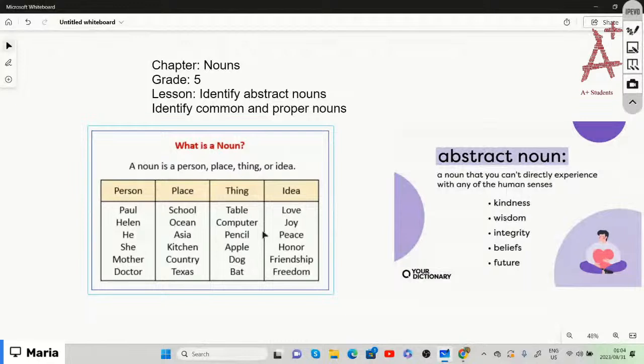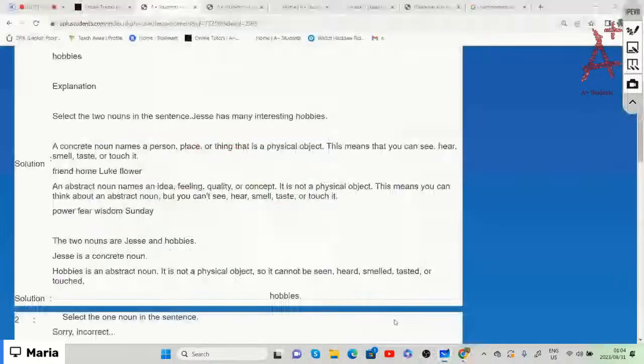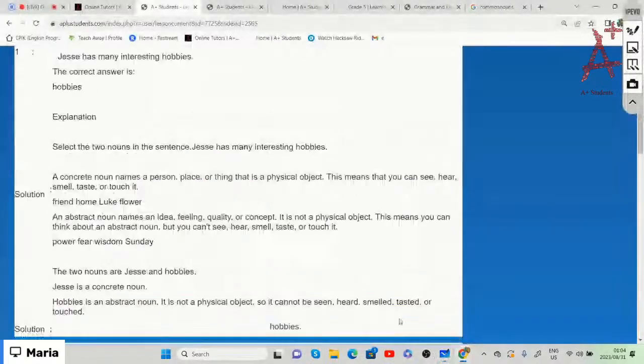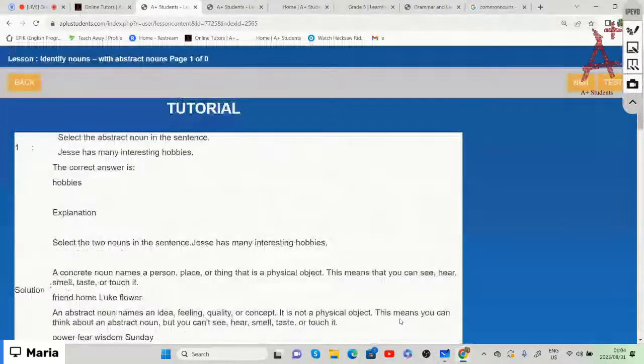It is more something that you feel than what you physically can feel. You feel it more emotionally than what you physically can feel, right? It's like to do with senses, right? But it's not something that you physically can touch. All right, so we're going back to our tutorial lesson, right? All right, so now we are first going to the lesson of identifying nouns with abstract nouns, right?